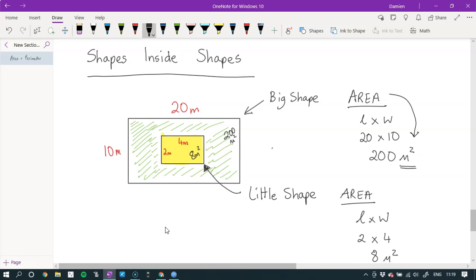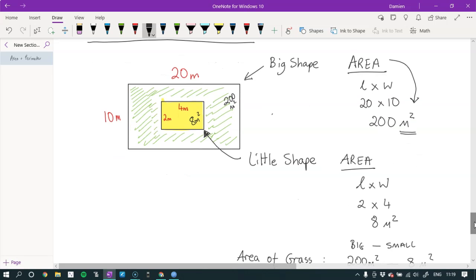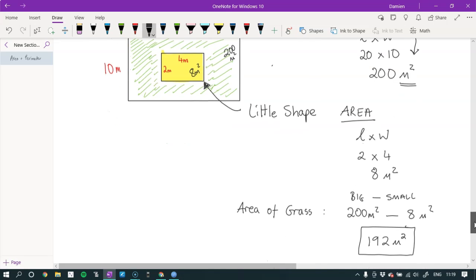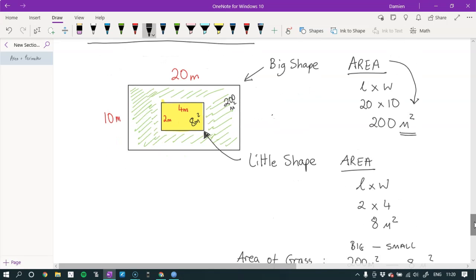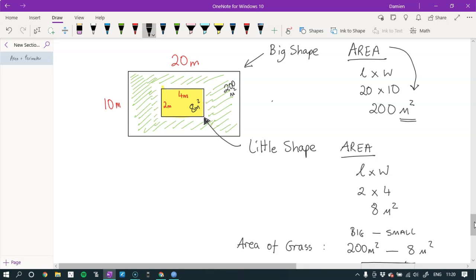Now remember, this could be worded slightly different. Instead of grass, the green stuff might be a path. It could be anything, but at least you know how to do it. Now that's finding the area of the grass or the path or whatever it might be. But sometimes you might be asked to find the perimeter of this garden. So if you're asked to find the perimeter, again, you're going to have to look at all the numbers. You're going to have to add up the numbers on the outside.